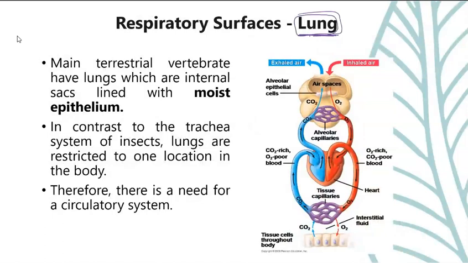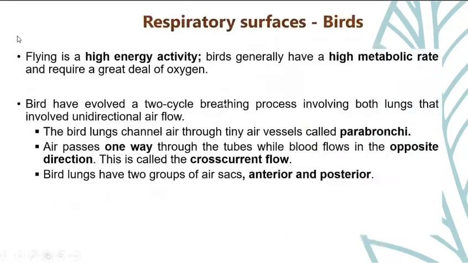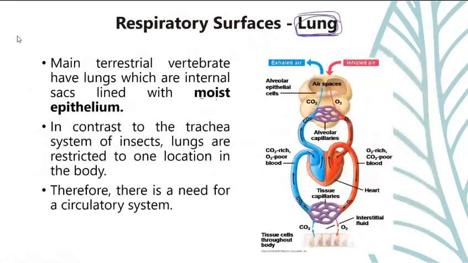So the lungs, you are very familiar. Okay, yang ni pun kita tengok dah hari tu secara tak langsung dalam chapter circulatory system. So main terrestrial vertebrates have lungs which are internal. Okay, internal sac lined with moist epithelium. Moist epithelium. So epithelium is the lining of the alveolus. It is one cell thick.